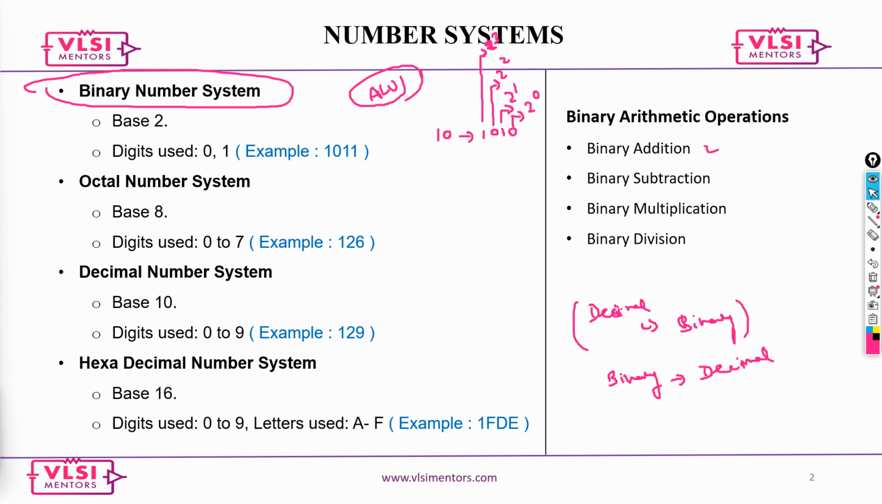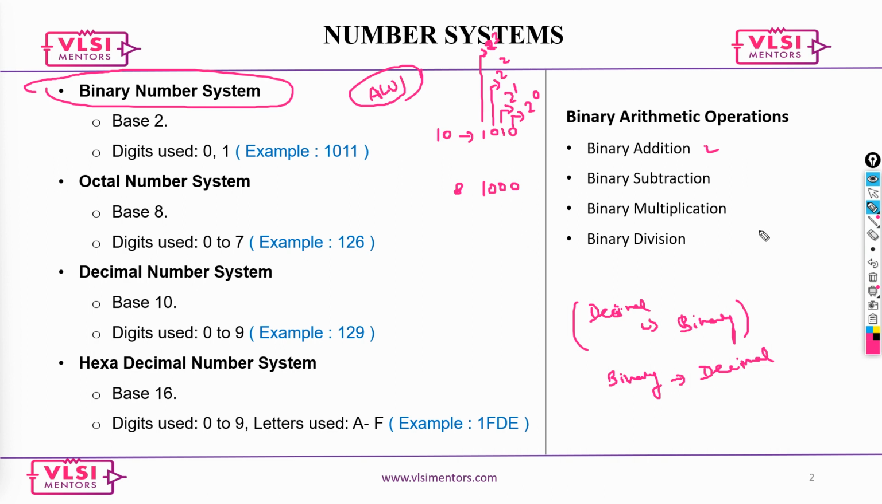Having said that, let me ask you this way. What would be the binary number for 8? 1000. So it is going to be 1000. Okay, so this is going to be 8.